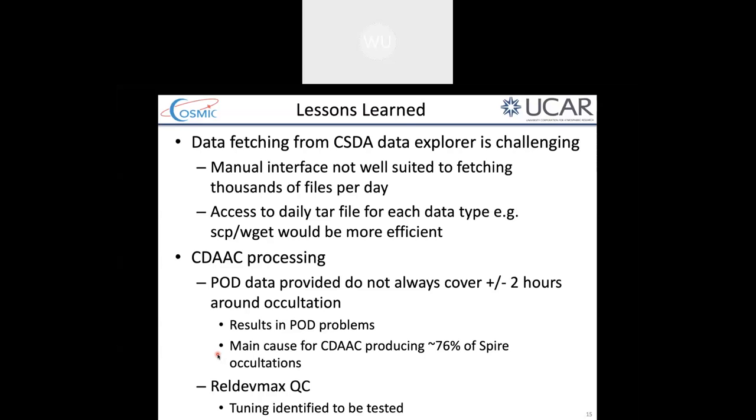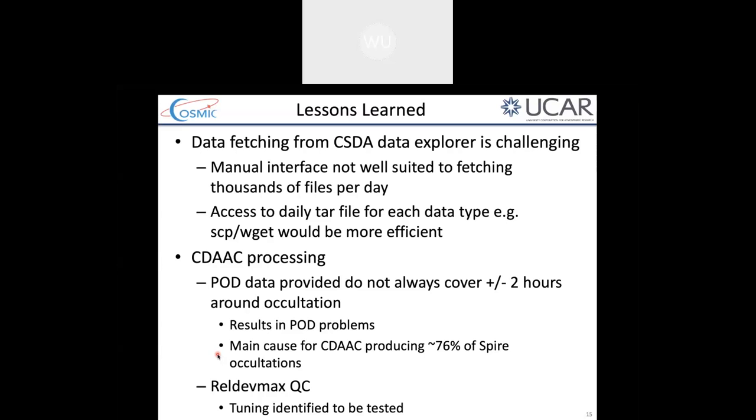And then for the processing, I mentioned the 76% number. That's the fraction of RO profiles that we were able to generate from the data provided. The main reason for that is that the precise orbit determination data do not always cover at least a couple of hours around each occultation. And that in our system, at least, gives us processing and QC issues with our POD. So that's the main reason for that difference. So maybe that's something that can be looked at with Spire to perhaps provide a little bit more POD data.